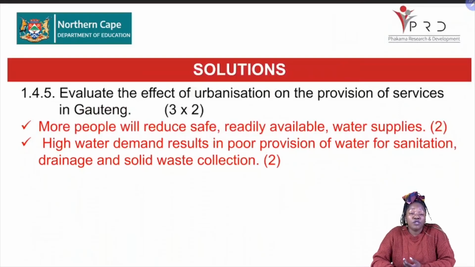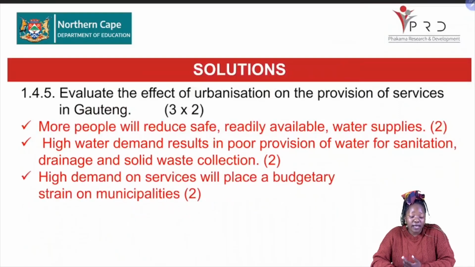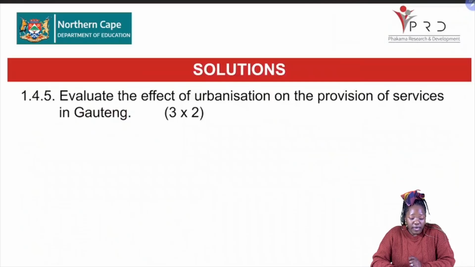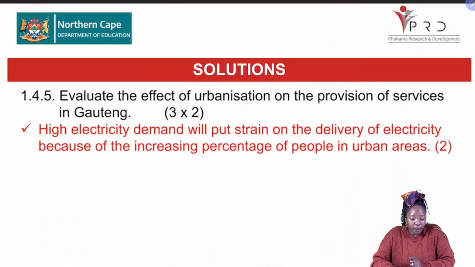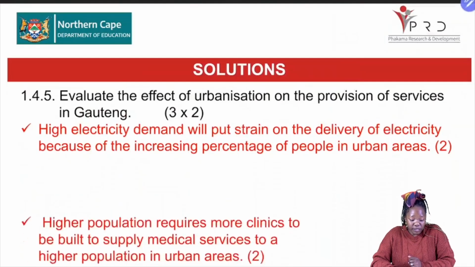that will lead to load shedding because there are so many people in the area, so they will end up overusing. Remember, electricity is made from natural resources, which is the coal, so it's unlikely they can produce as much as they can. Then we're looking at one other possible answer, the high electricity demand, which will strain the delivery. We've already mentioned that.